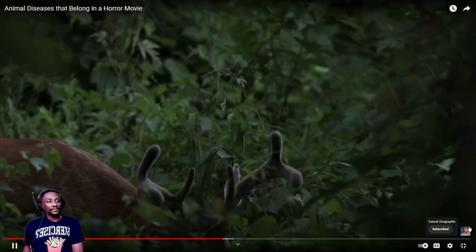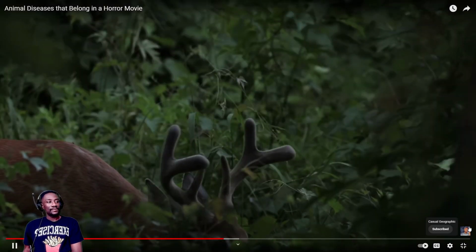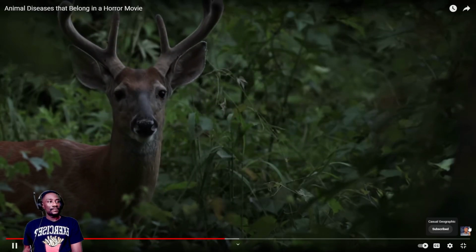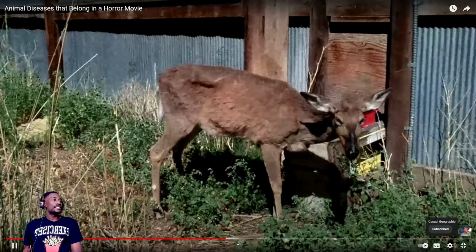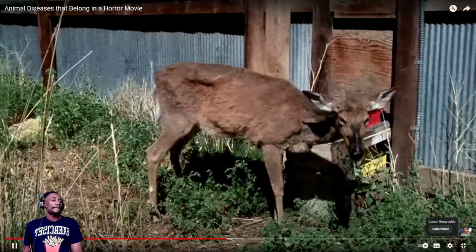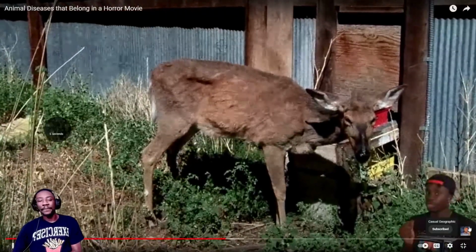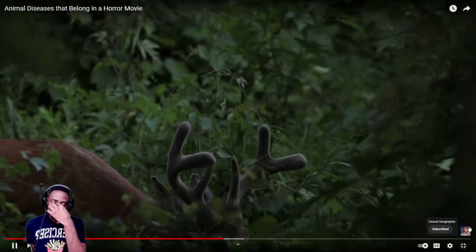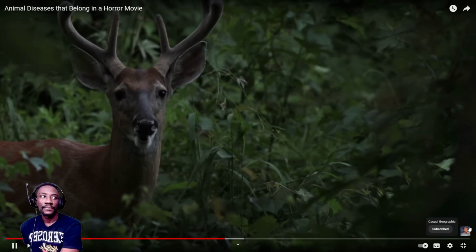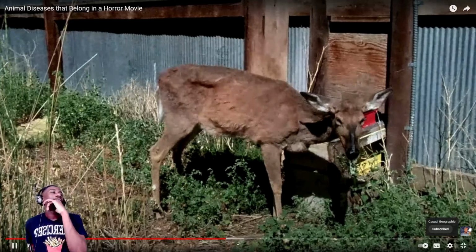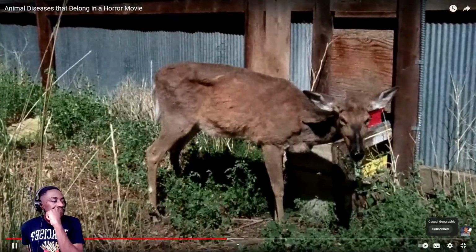One of the most unsettling diseases in nature is a sickness that affects deer, known as chronic wasting disease. Is that the zombie deer disease? Called that because it essentially destroys the animal from the inside out.